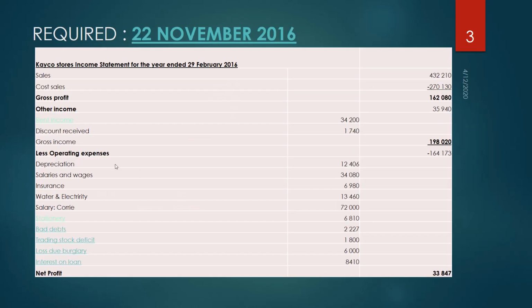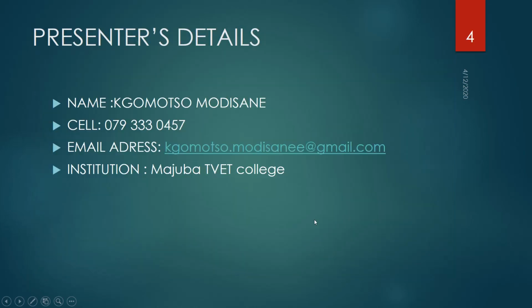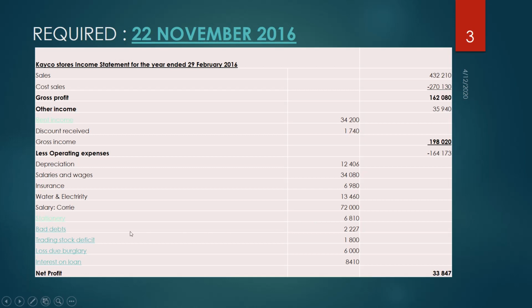Let's quickly go to the income statement and see how it fits in. There you go. Stationery, 6,810. The next item I'd like us to handle is bad debts.